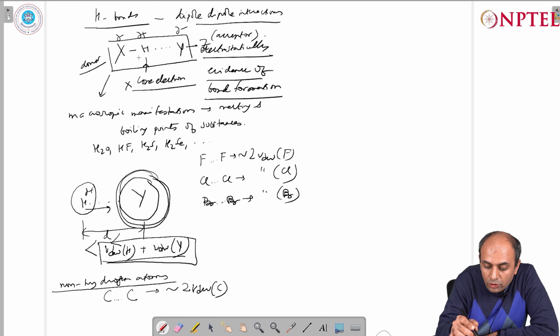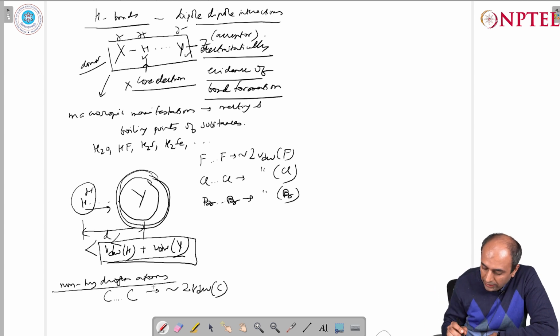This is electron deficient hydrogen, this is electron rich. So, in other words, we can also call this an electron acceptor hydrogen, and Y we can call an electron donor. There are two different ways of looking at the definition, but commonly we refer to a donor and an acceptor, which is the more popular concept.